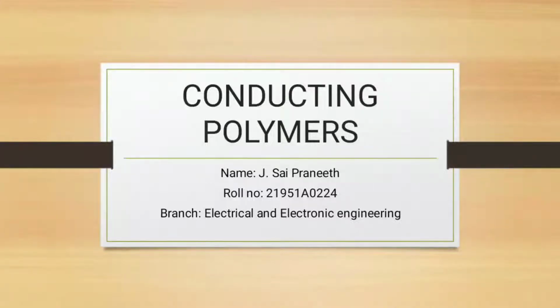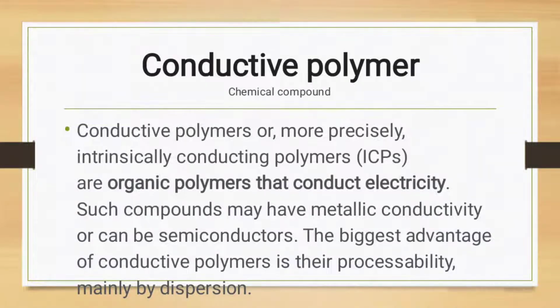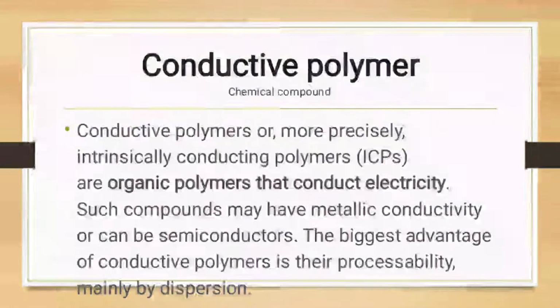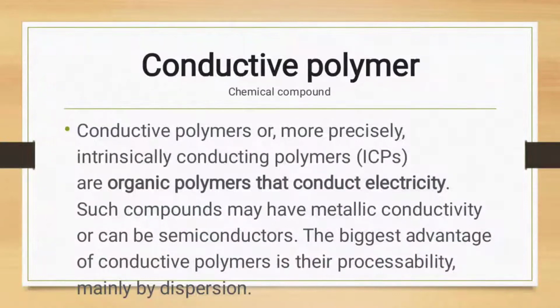Today my topic is conducting polymers. Conductive polymers, more precisely intrinsically conducting polymers, shortly ICPs, are organic polymers that conduct electricity. This is the definition for the conducting polymers. Such compounds may have metallic conductivity or can be semiconductors. The biggest advantage of conductive polymers is their processability, mainly by dispersion.